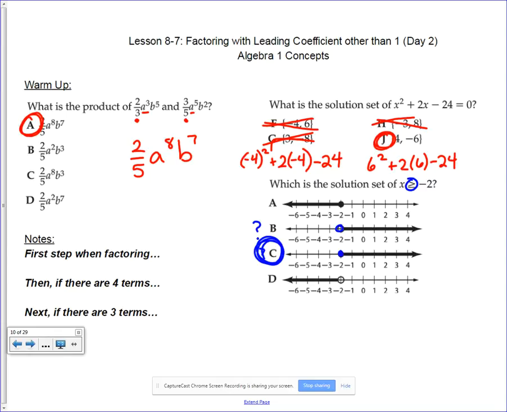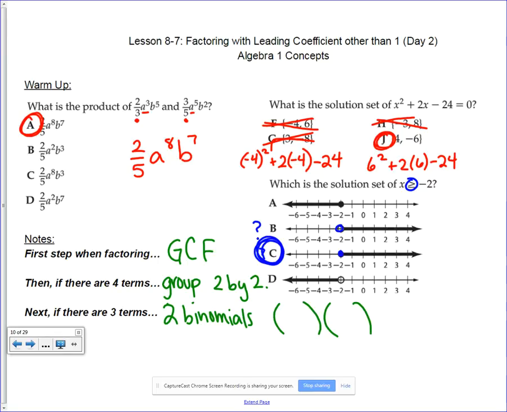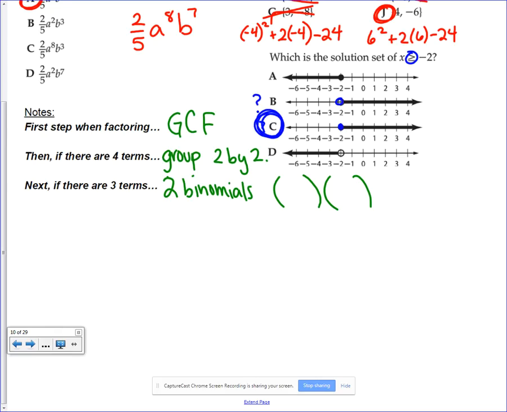Feeling pretty good? Okay, so tell me, what is your first step when factoring? GCF. Then, if there's 4 terms, what are you going to do? Group how? Okay. And if there's 3 terms, what are you going to make? A binomial times a binomial. Everybody good? Now, you should have 2 stars right here, don't you?